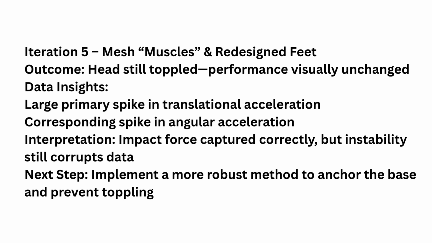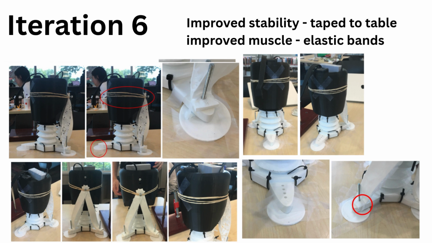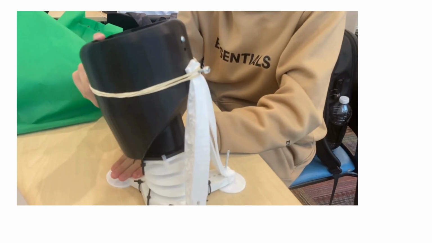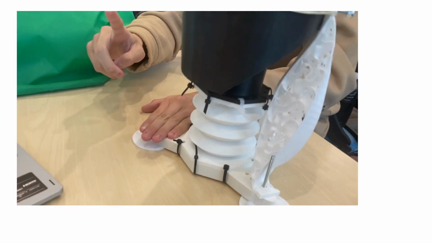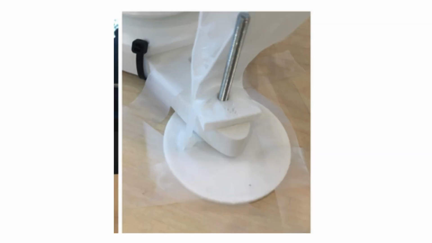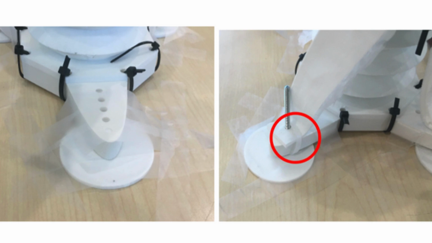So let's see, can we improve this? For iteration 6, we remembered that when we were testing the muscles to see if it was able to actually bring the head back into position, we had our members hold down the head physically using their hands. Using this concept, we realized that if we wanted to hold down the head and secure it to the table, we need to properly tape it down. And so for iteration 6, we decided to physically tape down the model onto the table.